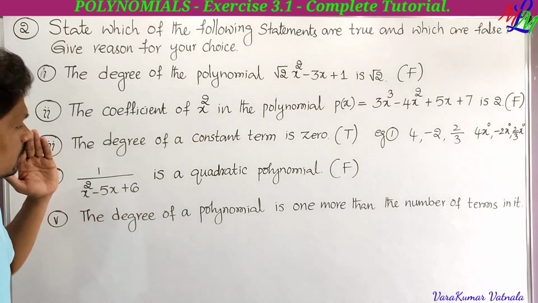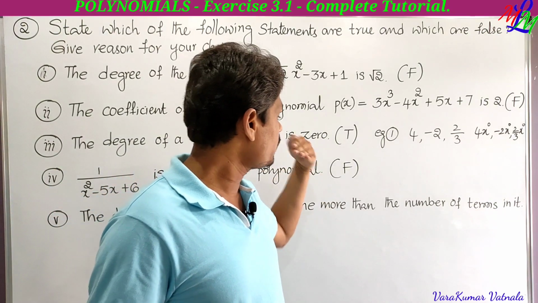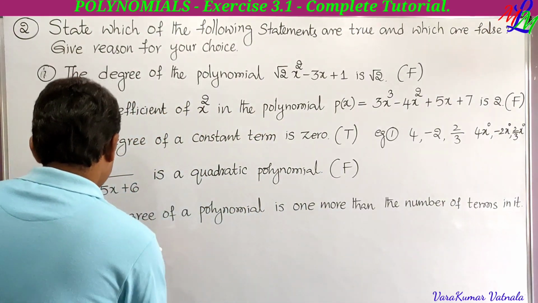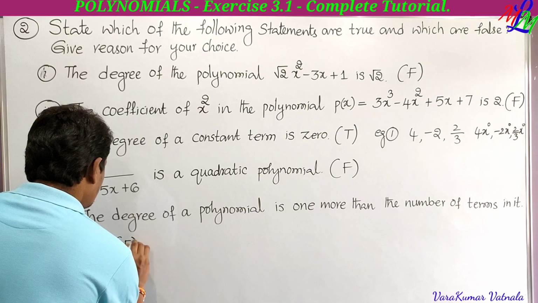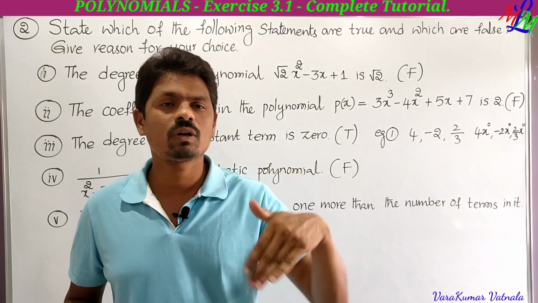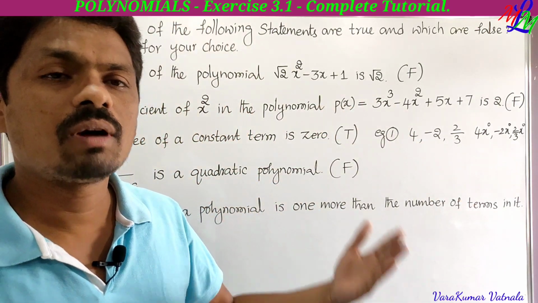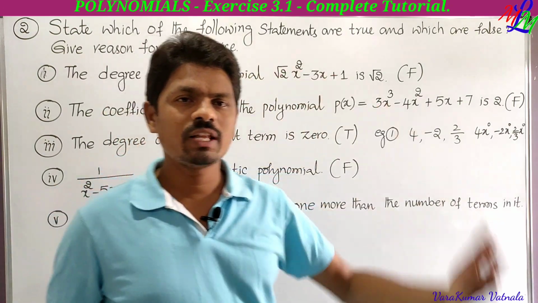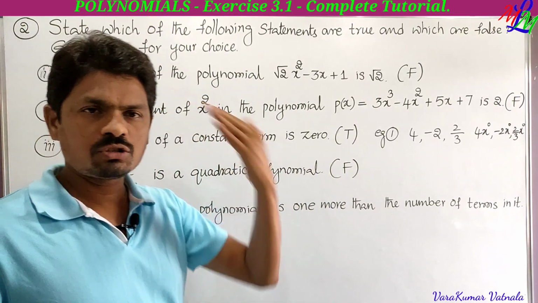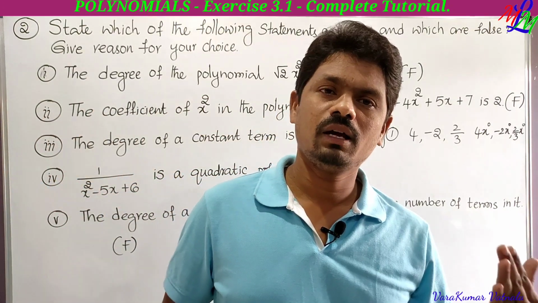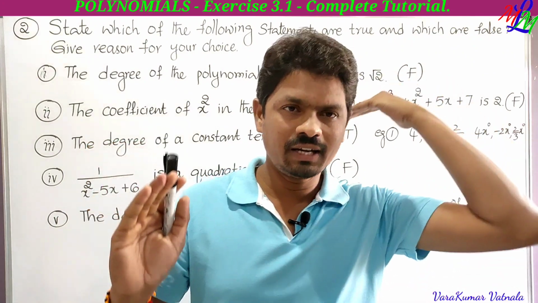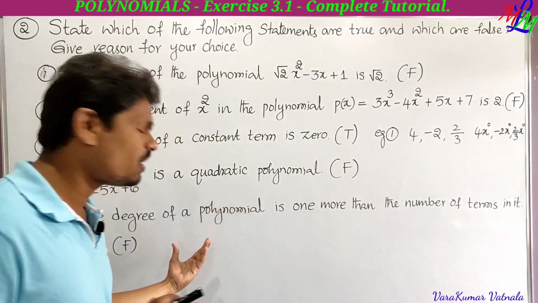So next, fifth one, the degree of a polynomial is one more than the number of terms in it. So here it is also a false statement. There is no relation between the degree and the number of terms. Degree is the highest power of the variable in the given polynomial, but he is saying that degree is one more than the number of terms. So it is a false statement. Degree is what? The highest power of the variable in the given polynomial. So here he has given one more than the number of terms. There is no relation between the degree and the number of terms, hence it is a false statement.